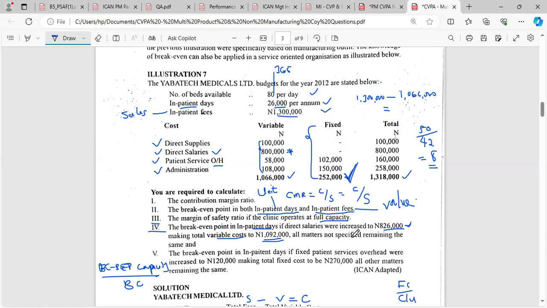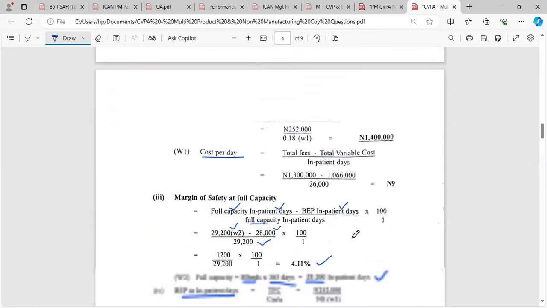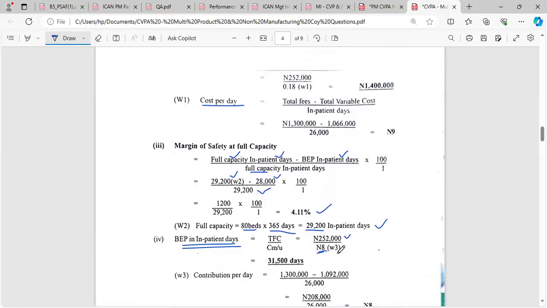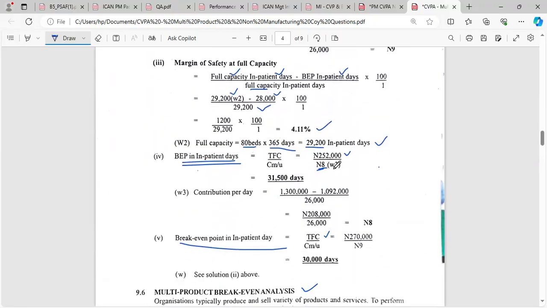Okay, all this is clear. That is how we got this 8 that you are seeing here. These are the workings: sales minus variable cost divided by the quantity, which is 26,000. You solve the maths, you get 8 naira. I hope this is very clear. So 252,000 divided by 8 naira gives me 31,500 days as my break-even in quantity, or in inpatient days.